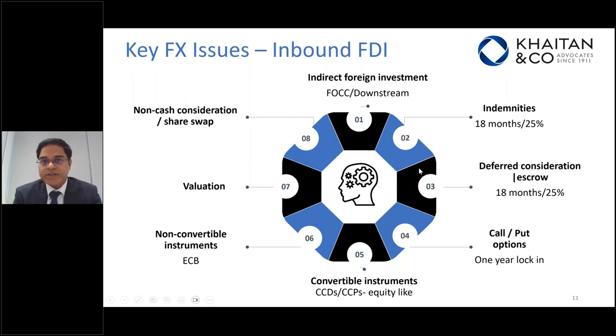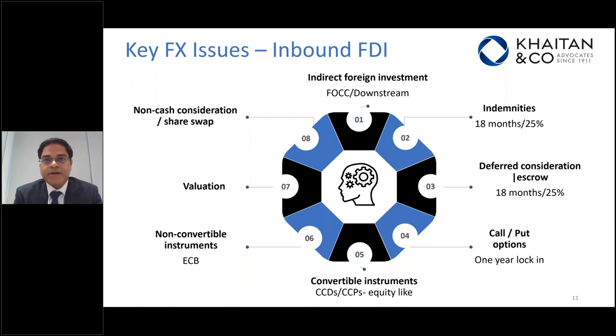Similarly, optionality clauses are also provided for whenever a foreign investor is investing. They can put certain call options and put options in the transaction documents, and that is also allowed. But it is important to note that there is a lock-in of 1 year, which means that there cannot be an exit by the foreign investor before that period of 1 year. And also there cannot be an assured return, because assured return is in the nature of debt, and debt is governed by a separate set of regulations, and RBI as well as the government strictly discourages any kind of assured return.